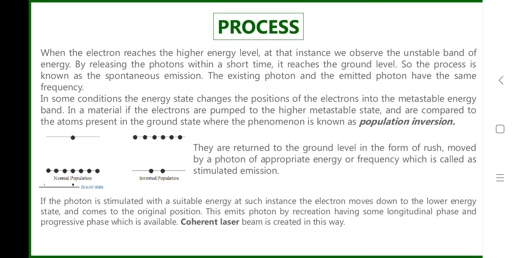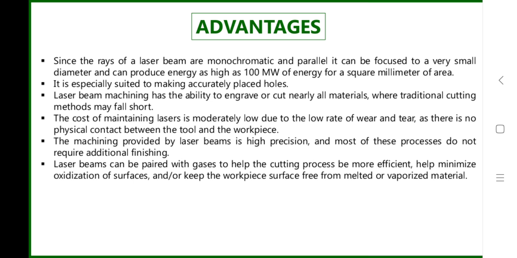The existing photon and the emitted photon have the same frequency. In the same condition, the energy state changes the position of the electron into the metastable energy band. In a material, if the electrons are pumped to the higher metastable state and are compared to the atoms present in the ground state, the phenomenon is known as population inversion. So this is about the process.